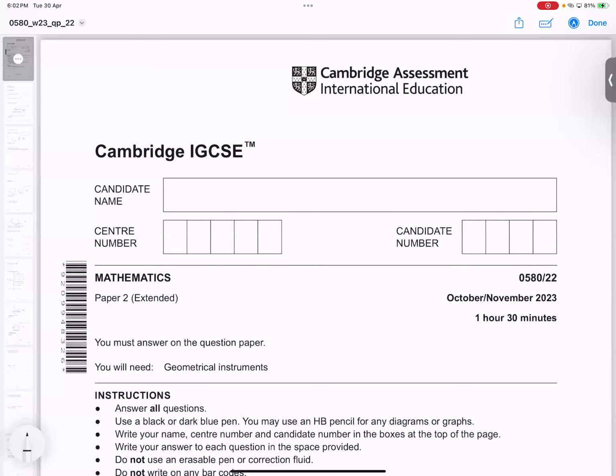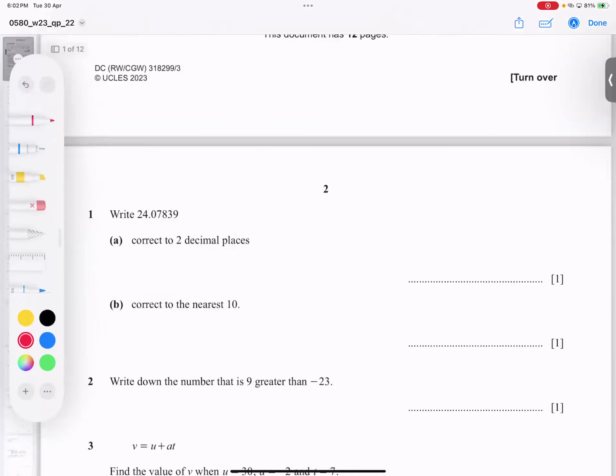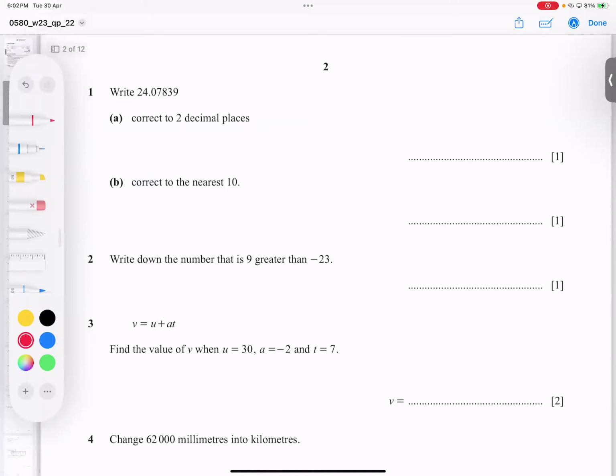Bismillah ar-Rahman ar-Rahim. Students, this is October 2023, sorry, variant 22, and the question paper is complete. We are doing paper 2 now. So let's start. Bismillah ar-Rahman ar-Rahim.